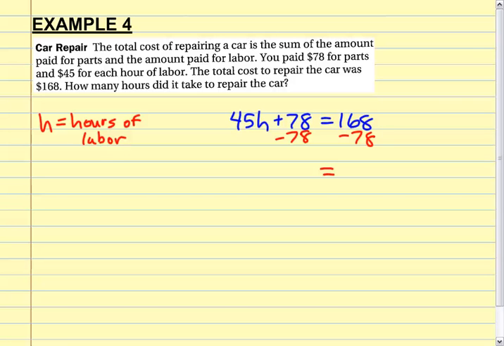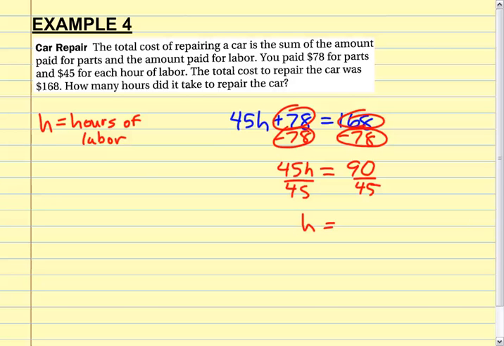Okay. So on the left side, what do I have remaining, Elizabeth? 45H. What do I get on the right side when I put those two things together? Vivian? 90. And Aiden, what do I do now? Divide each side by 45. I like it. And Aiden, finish this off for us. What do I have on the left? H. And what does H stand for? The hours of labor. And how many hours was it? 2.